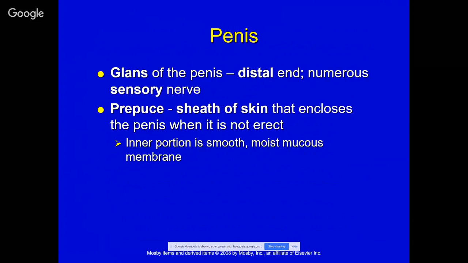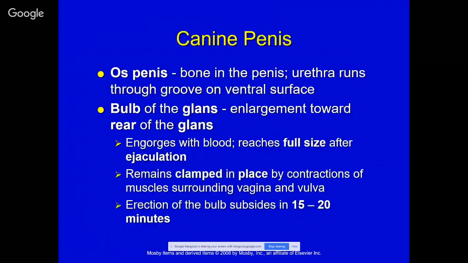The glans of the penis is the distal end. It has numerous sensory nerves. And then we have the prepuce, which is the sheath of skin that encloses the penis when it is not erect. The inner portion of this prepuce is smooth and has a moist mucous membrane so that the penis can move within it without getting damaged.